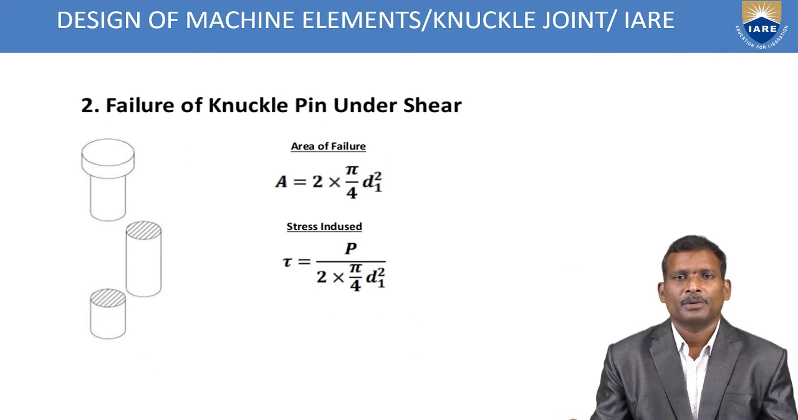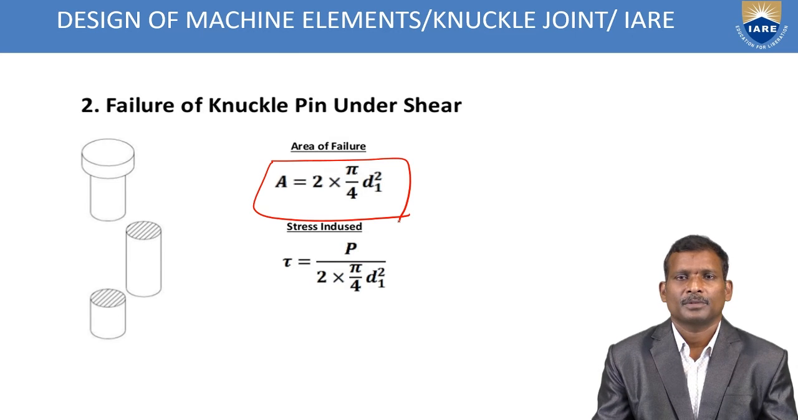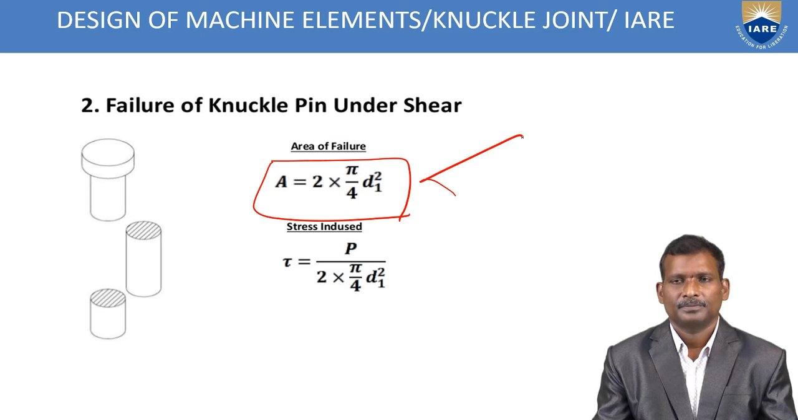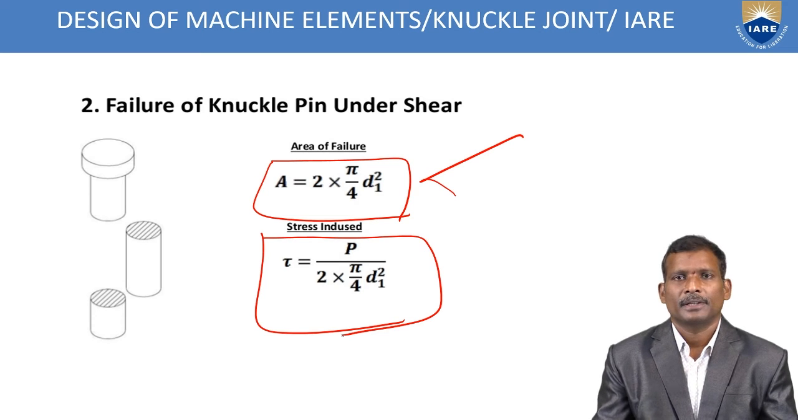Similarly, the second one is failure of the knuckle pin under shear. The area of failure and the stress induced are to be calculated. The area of failure is 2 multiplied by pi by 4 into d1 square. Here double shear occurs, that's why I need to multiply 2 into the area. The knuckle pin diameter you may calculate by using the shear stress equation, tau equal to P by 2 into pi by 4 into d1 square. So calculate d1.